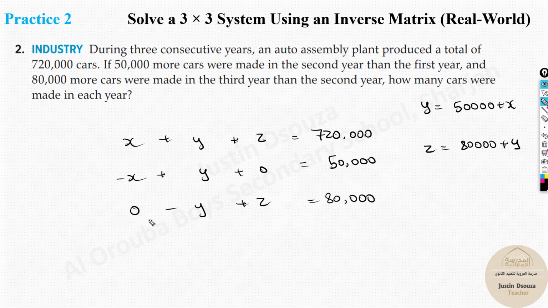Now you can find the inverse. The coefficients are 1, 1, 1, minus 1, 1, 0, 0, minus 1, and 1. And if you do the inverse in the calculator, you can directly do the inverse and then multiply with this matrix, you will get the answer. Or you can do systems of equation in calculator to solve it.